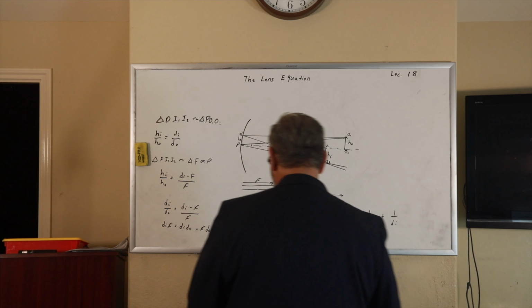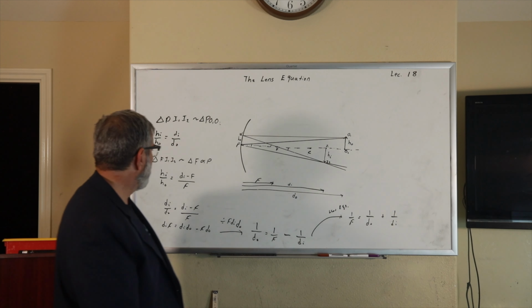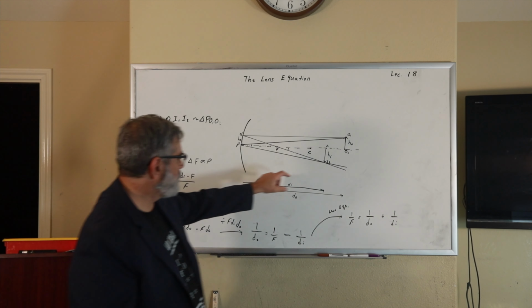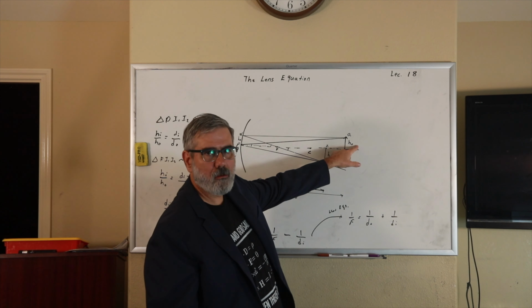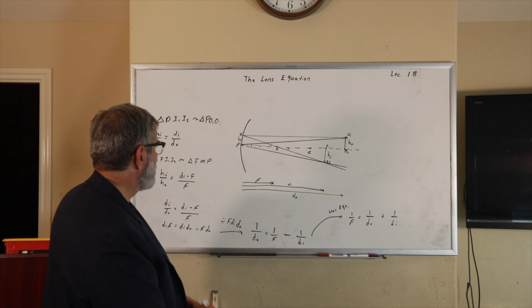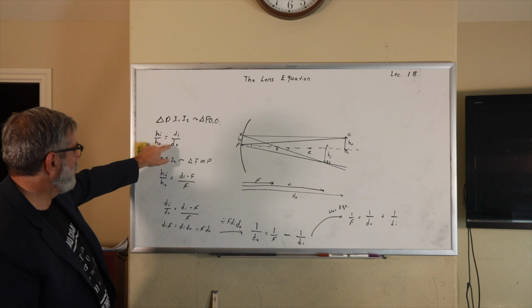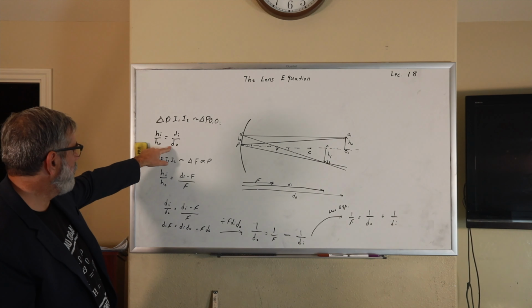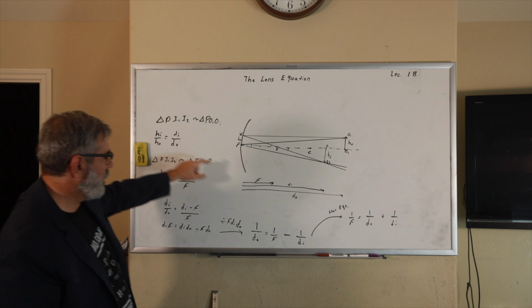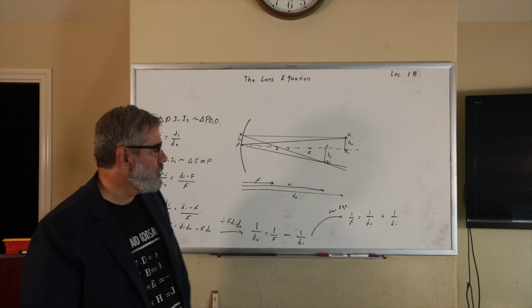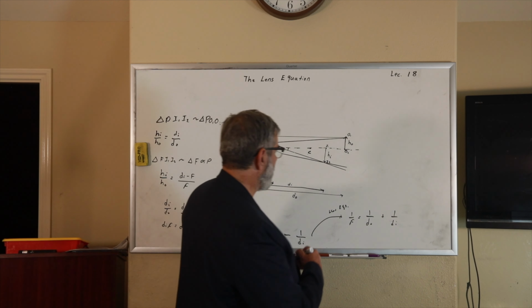Last thing I wanted to mention was the magnification. Well, the magnification is just the ratio of the image height to the object height, which you can see from this first part here is also equal to the ratio of the image distance to the object distance.